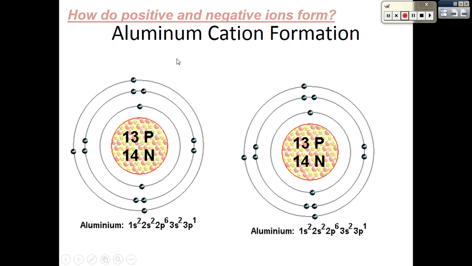The same thing would happen for aluminum, but notice that aluminum has 3 valence electrons. So what do you think would happen to aluminum? It's going to lose those 3 valence electrons so that the new outer shell would have 8, which would be the second level. A good question is, what happens to electron configuration as a part of that process?